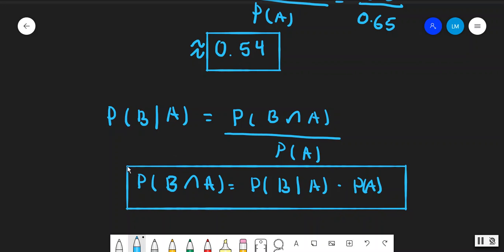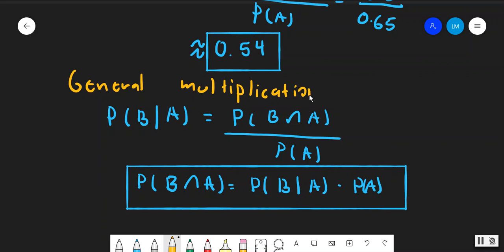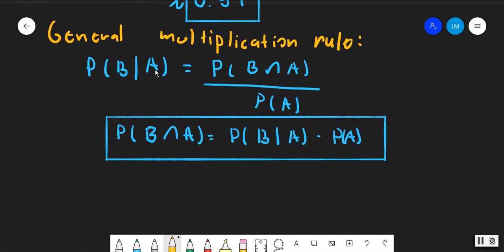Now, we call this the general multiplication rule. Similarly, if this was an A and that was a B, then you would just move things around. Now, one nice little definition about independence, so I'm just going to put it as a note.